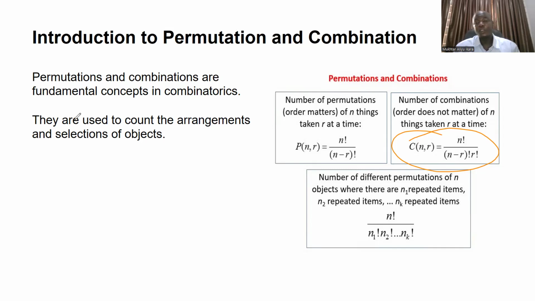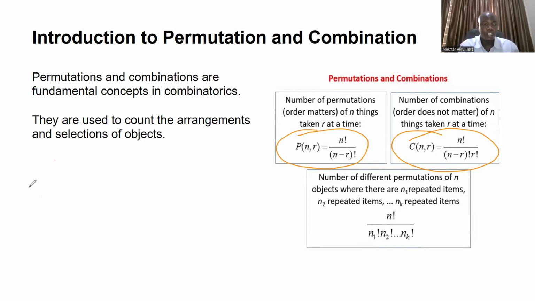So you see we have a formula for calculating permutation, which is N factorial all over (N minus R) factorial. And for the combination, we have C(N, R) equals N factorial all over (N minus R) factorial, then R factorial. Of course, in this video, we are going to look at different examples.